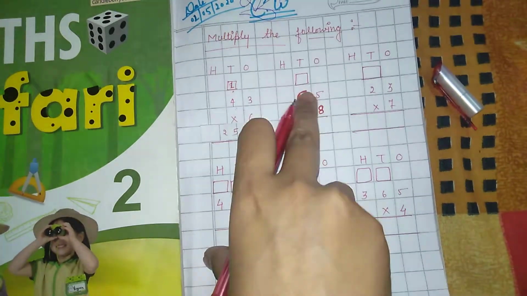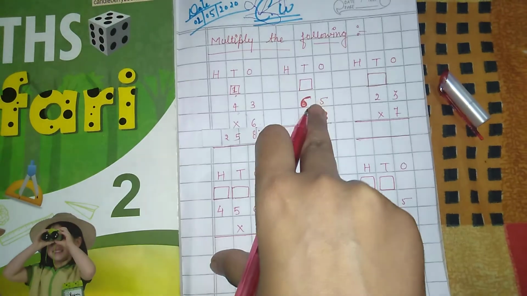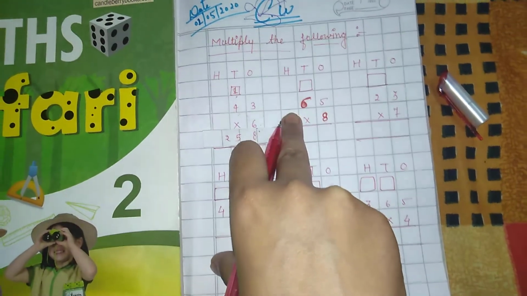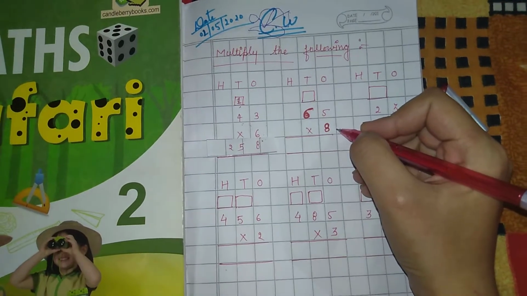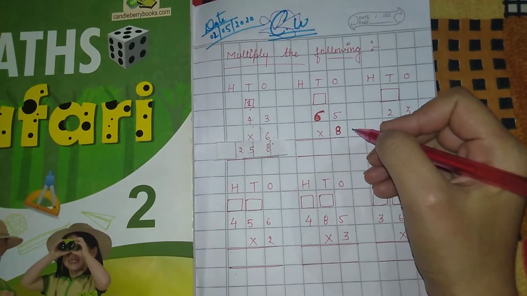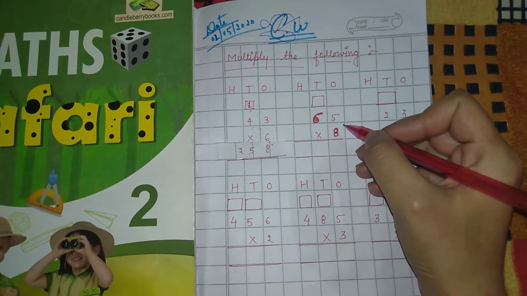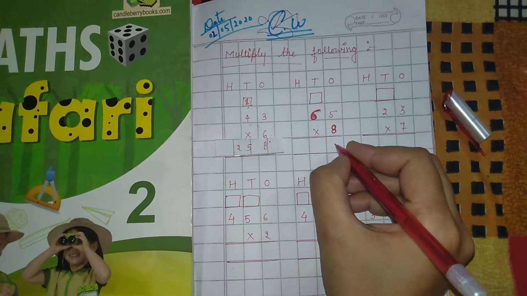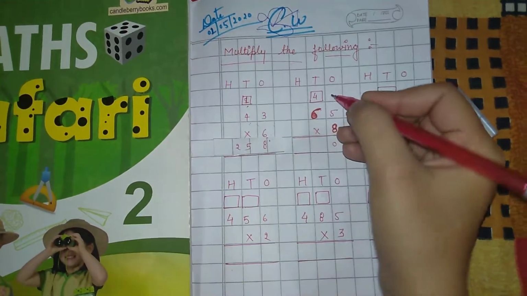There is given 8, there is given 5 and there is given 6. So first we will read the table of 8 for the ones digit place. Then after we will read the table for the tens digit place. So first 8 1 the 8, 8 2 the 16, 8 3 the 24, 8 4 the 32, 8 5 the 40. So we will write here first 0. Then after we will give the 4 carry to the tens digit place.